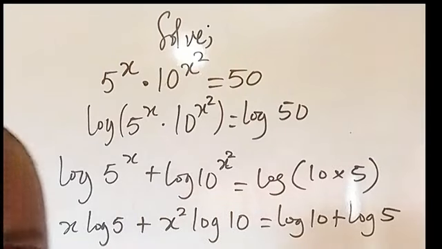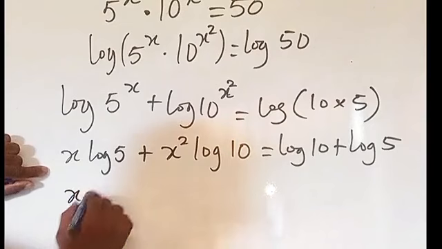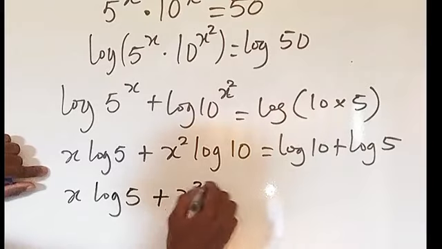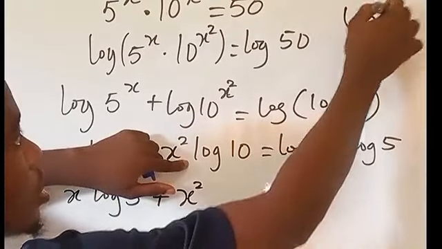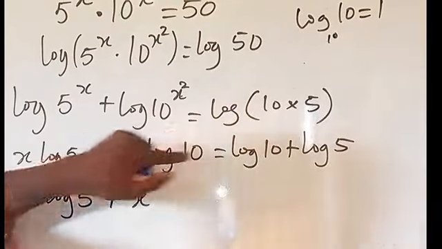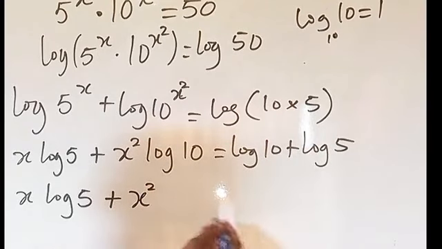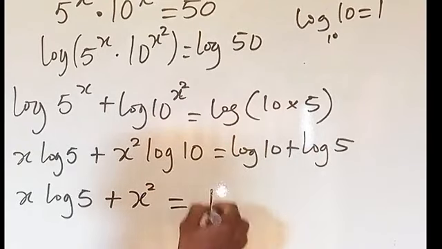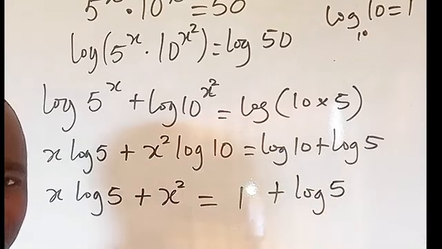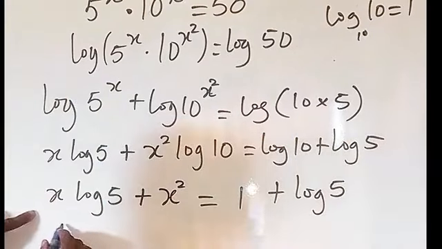Are you following? So now we can see that we have x log 5 plus x² log 10. Log 10 will be 1, because I told you the base is 10. So x² times 1. So we're going to have x² equals, this one also will be 1, then plus log 5. Are you following? Now, this is getting interesting. So now let's move further.